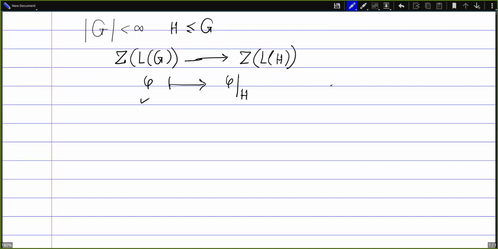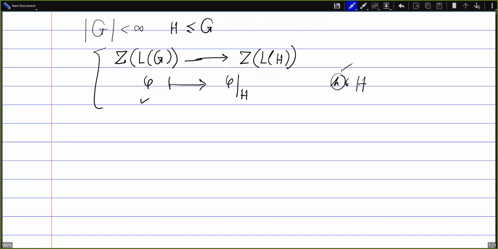As for any h in H, the conjugacy class of this small h in capital H is contained in the conjugacy class of small h in G. And it's also clear that this map is a linear map. So this is a linear map from the center of LG to the center of LH.